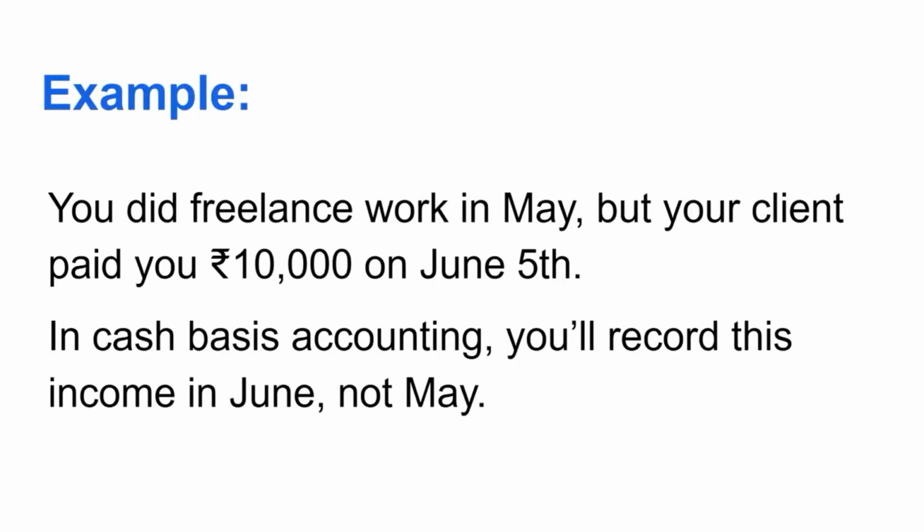Example of cash basis. Let's understand this with a quick example. Suppose you did freelance work in May, but your client paid you rupees 10,000 on June 5th. In cash basis accounting, you will record this income in June, not May. Why? Because that's when you actually received the money. This keeps your records very simple and cash focused.